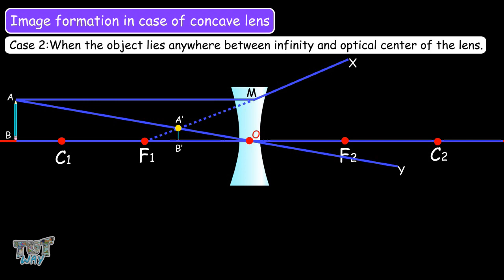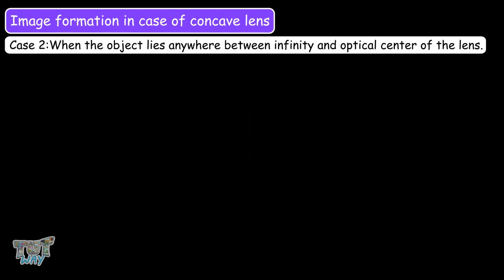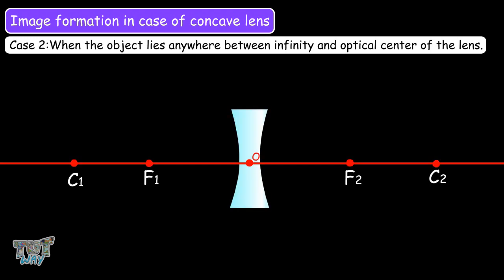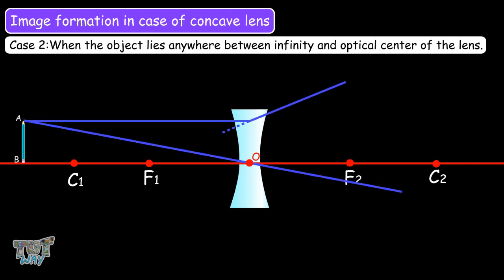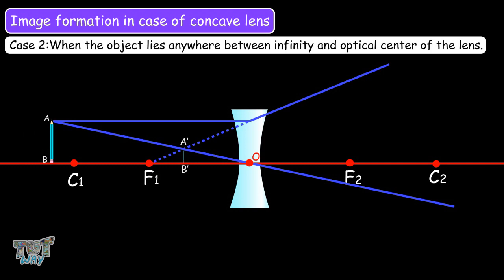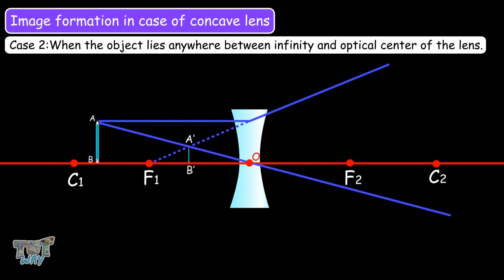Now, let's see the various locations of the object between infinity and the optical center of the lens and its effect on the image formed. We place the object beyond the center of curvature. A highly diminished image is formed. Now, bring the object a bit closer. And a slightly bigger image will be formed. Now bring the object even closer to the lens. And once again, a slightly bigger image is formed.